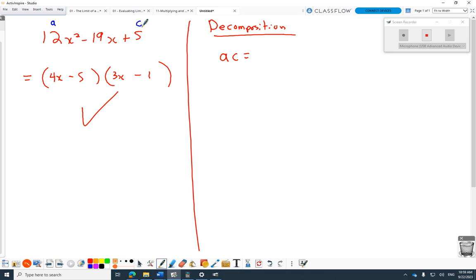In this case, it's 12 times 5, which is 60. That's my target number. So I list all the things that will multiply to 60. Do you need all of them? No. I'm only doing that to really teach it this time so you can see what decomposition is all about. All the things that multiply to 60: 1 and 60, 2 and 30, 3 and 20, 4 and 15, 5 and 12, 6 and 10, and that's all of them. Do you need to write them all? No. You do not need to write them all. It's just me teaching.